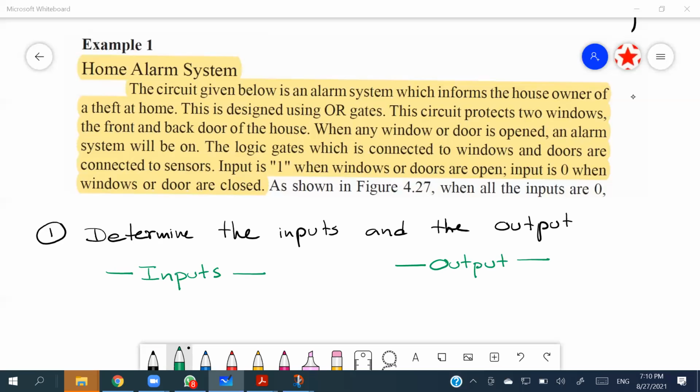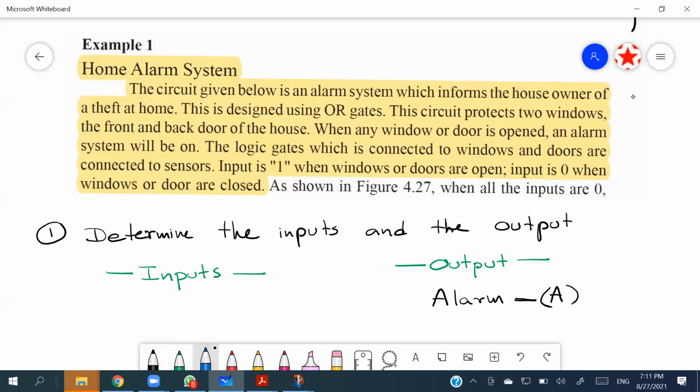What indicates the output? Any suggestions? What indicates the output? No, I'm asking. Yes, Ranima, that's correct. It's the alarm signal that indicates the output. So alarm is my output. Alarm, right? I'm going to indicate this by capital A.